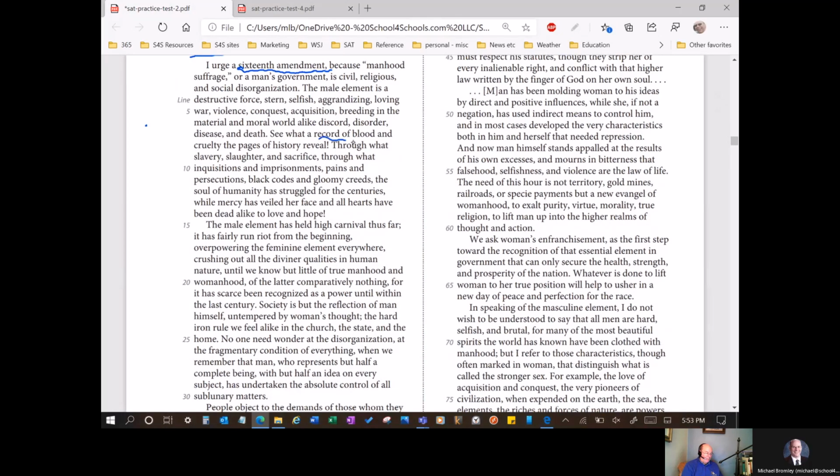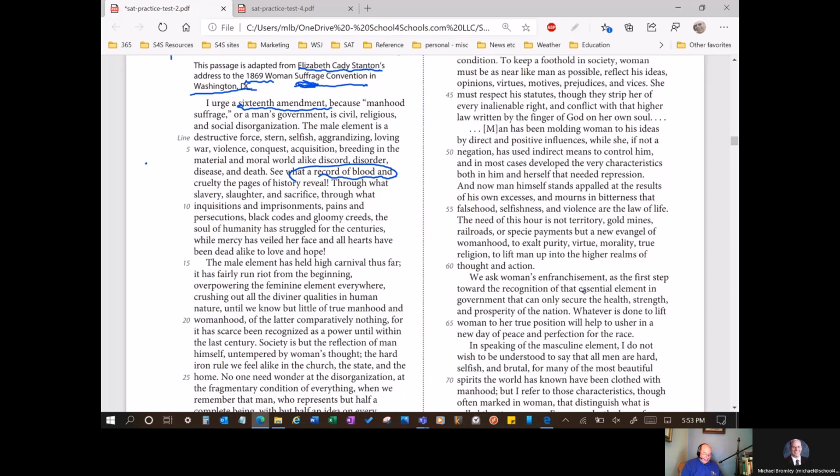She's talking about a record of blood, for example, all the things that men have done. She's talking about the Civil War, and she's blaming all that and all the problems on men. And she's saying that we need to bring in the essential element, which is women's presence in political society, because you men screwed things up, which is basically her attitude towards this. So just with that, see, the male element has had high carnival thus far. So she's saying you men screwed up.